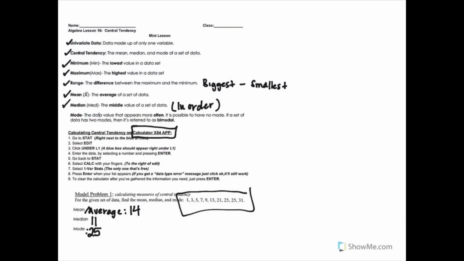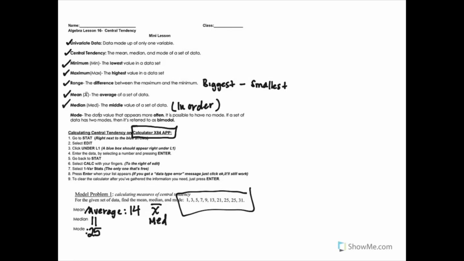So once you've gotten the information on your calculator, then you can go back to the example and write down the 3 things that you needed. So I got my mean, which was the X bar, and that was 14. I got the median, which was the MED, and that was 11. And I got my mode by looking at my set of data, which was 25.